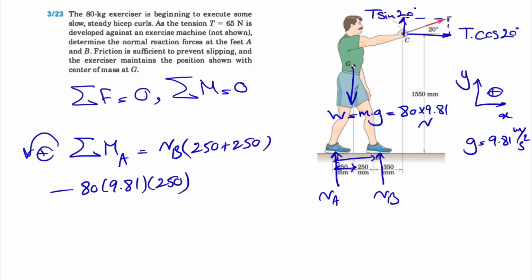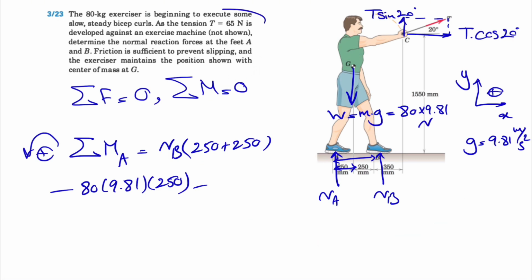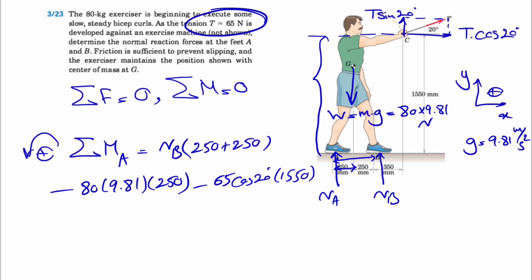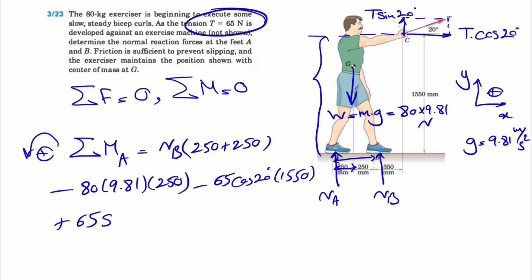We also have the moment of T. Let's go with the T cosine of 20 degrees. About point A it is also clockwise, so negative: minus 65 cosine of 20 degrees times the distance from the line of action, which is 1550. The last one is the T sine of 20 degrees. This makes a counterclockwise moment about point A, so positive: 65 sine of 20 degrees times the distance, which is 250 plus 250 plus 350. That's pretty much everything, and this will be equal to 0 since we are in equilibrium.